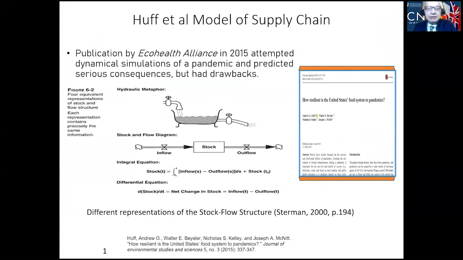So I should say that this work was inspired by a really pioneering publication by Andrew Huff and company from the EcoHealth Alliance in 2015, which attempted to do system dynamic simulations, which is also what I'm using, of the pandemic, and predict how many people would go hungry and for how many days. So the study was from 2015, predicting severe effects from the pandemic. It's too bad nobody took this paper seriously enough to do better planning.